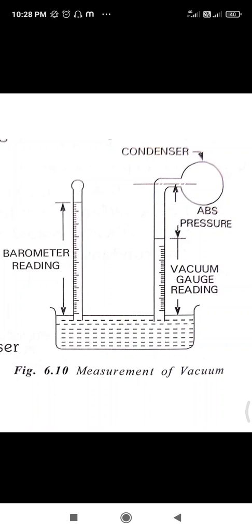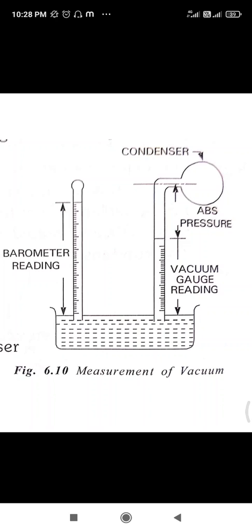What is this air extraction? To maintain the vacuum in the condenser, the air should be removed continuously from the condenser by using an air extraction system. For removal of air from the condenser, we have two types of air extraction system: a dry air extraction system and a wet air extraction system.